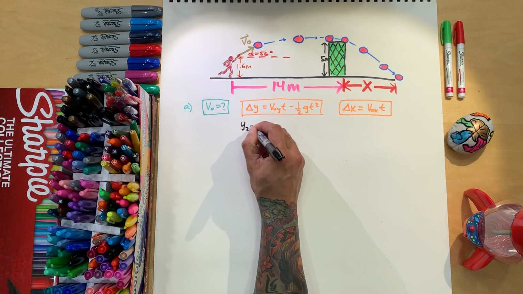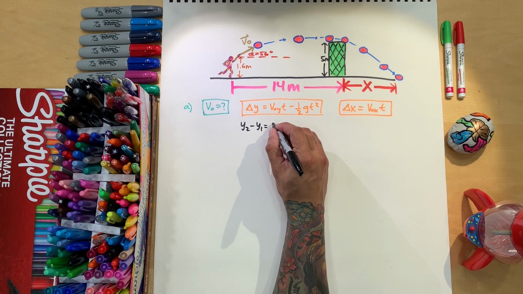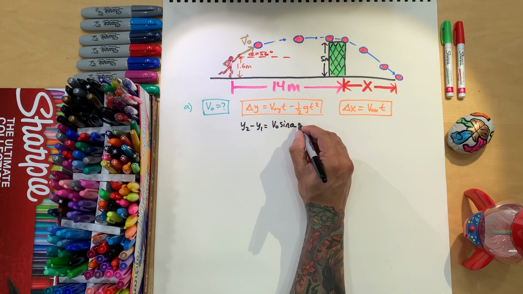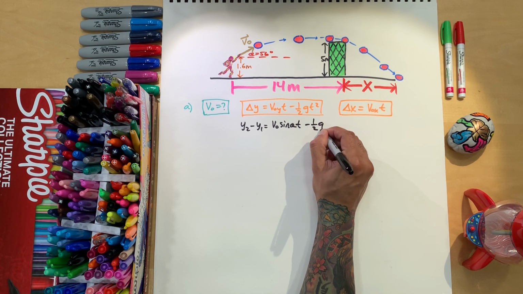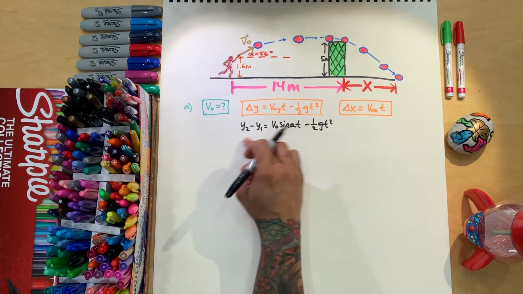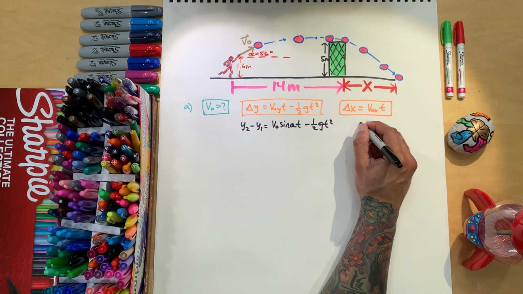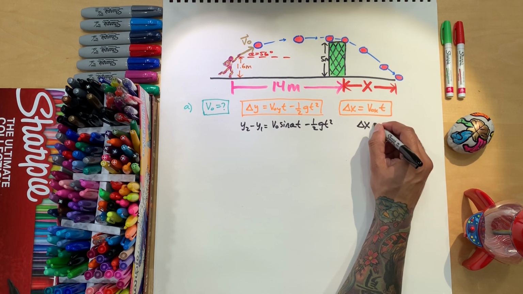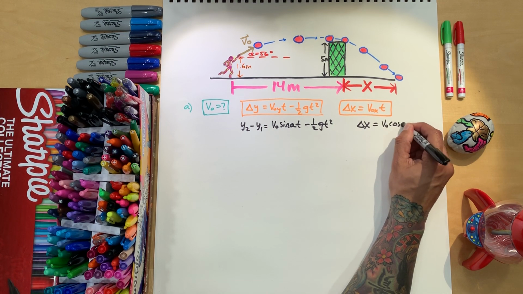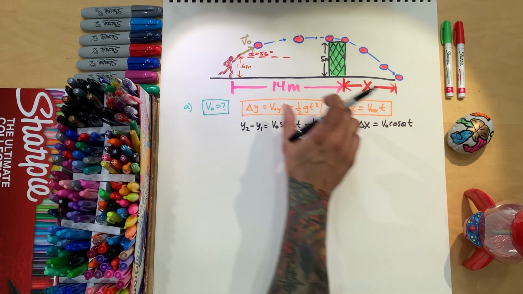So I'm gonna do y2 minus y1 is equal to velocity initial in the y, which is v initial sine theta, you should know that already, times time minus 1/2 g t squared. So I rewrote this in a more explicit form, exposing these two. And this one here, I'm just gonna keep the delta x for now. This v initial in the x changes to v initial cosine theta, and still times time. So I just rewrote them.